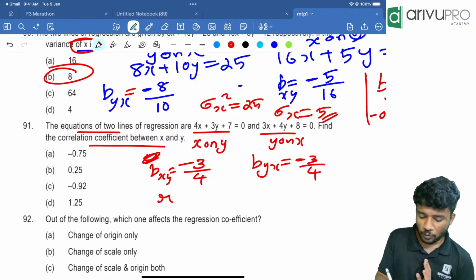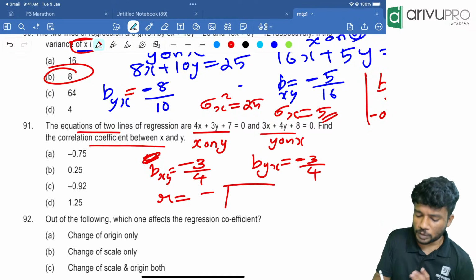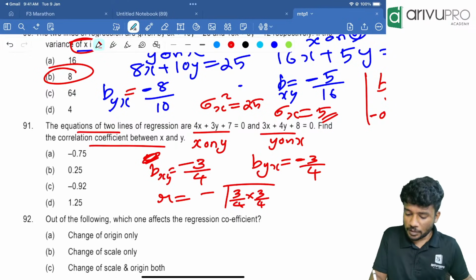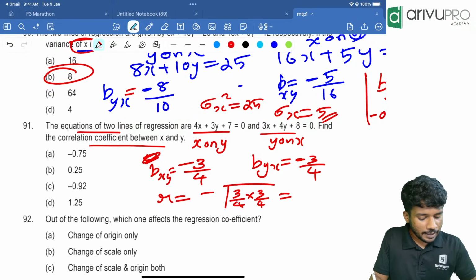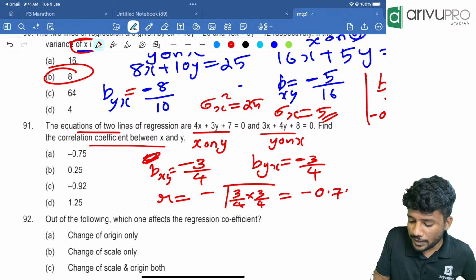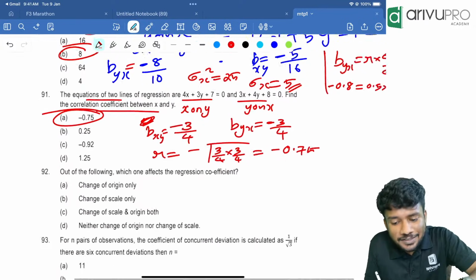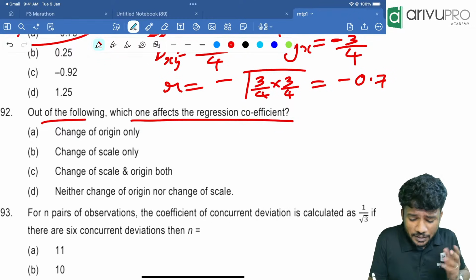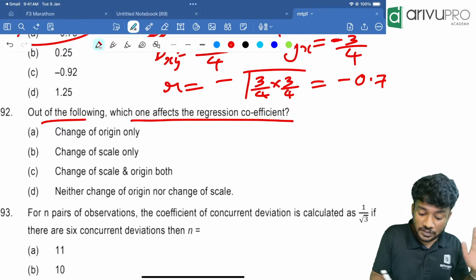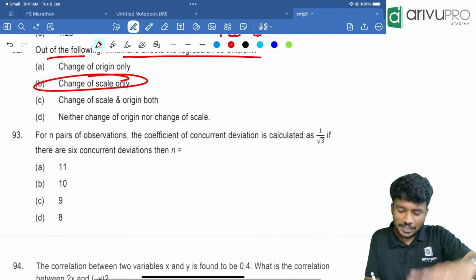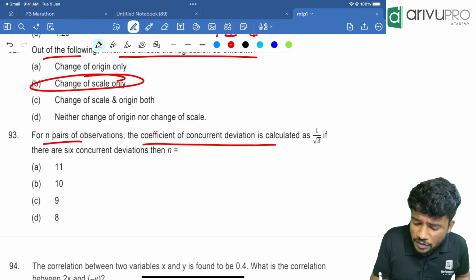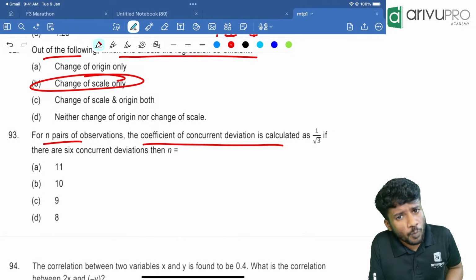That means the correlation coefficient is minus of root of 3 by 4 into 3 by 4, which is nothing but how much? Take your calculator. 9 divided by 16, then click equal to, then click root. You are getting it as minus 0.75. Option A is the right answer. Then out of the following, which one affects? Change of scale only affects it. Next one, for n pair of observations, coefficient of concurrent deviation is calculated as 1 by root 3.